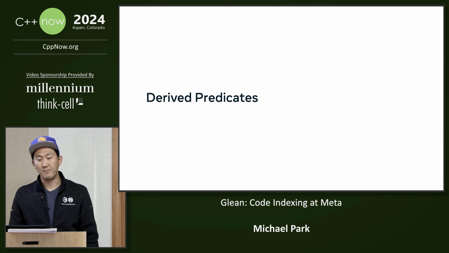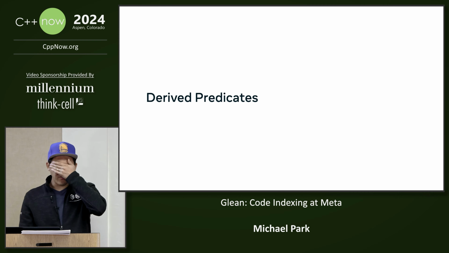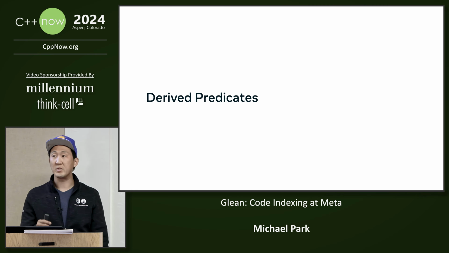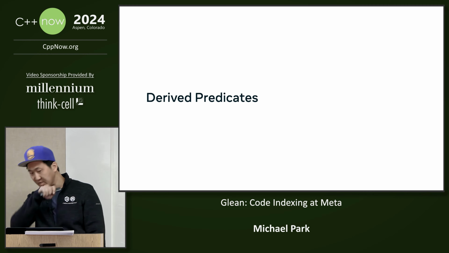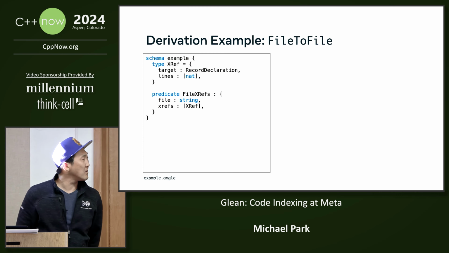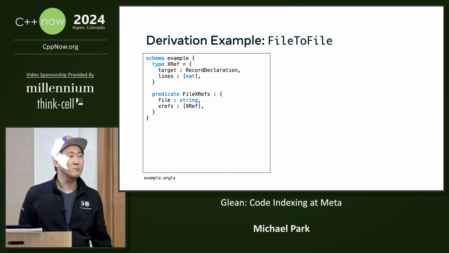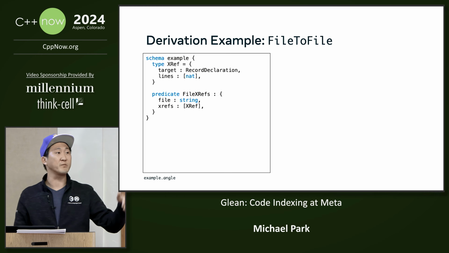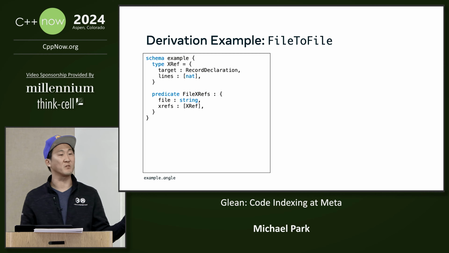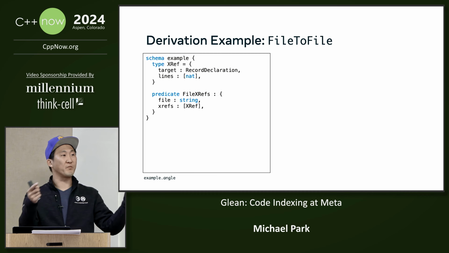Amazing. Okay, so we're going to cover the code markup part of what I described in the architecture section. So this is going to be derived predicates. Same example. We have file xrefs, which gives you some file and the xrefs inside of it, right? And let's say we want to write a new predicate called file to file. And all that's going to do is give me all the files that I refer to.